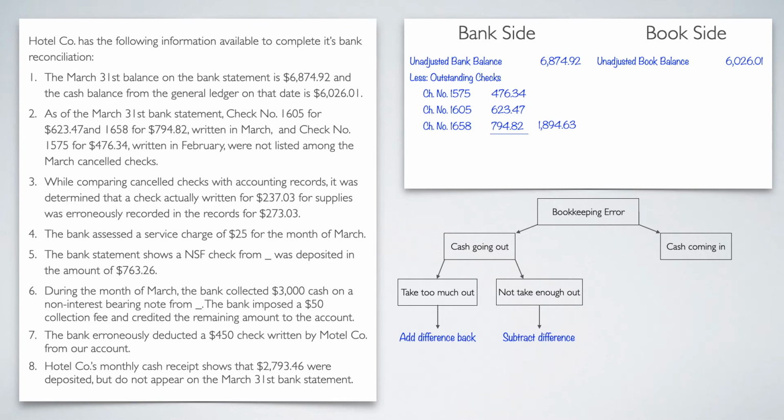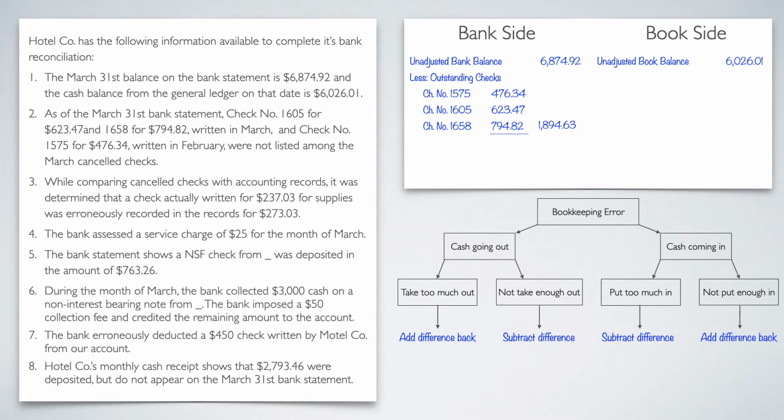On the other side, if you're dealing with an error regarding cash coming in, then you have to ask yourself the question, did I put too much in or did I not put enough in? If you put too much in, then you need to subtract the difference out. If you didn't put enough in, then you need to add the difference back.